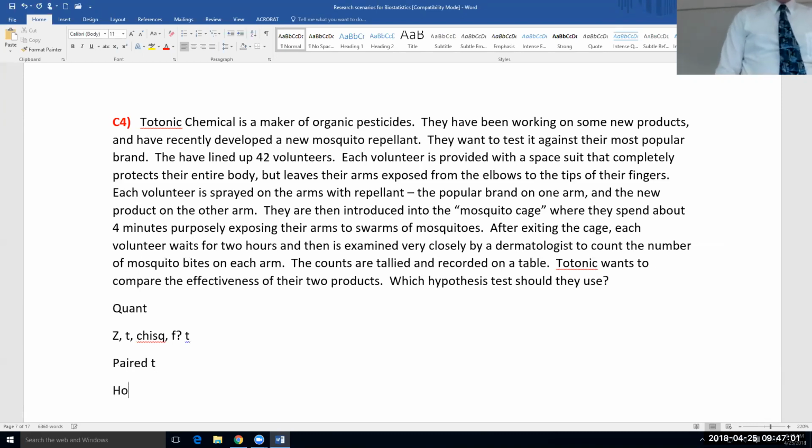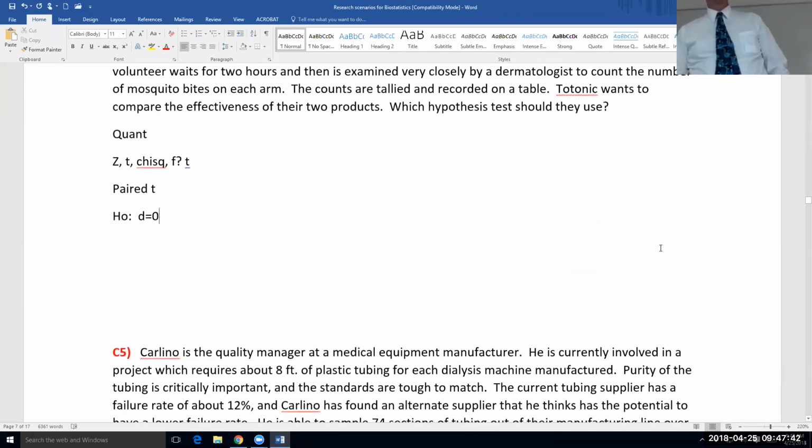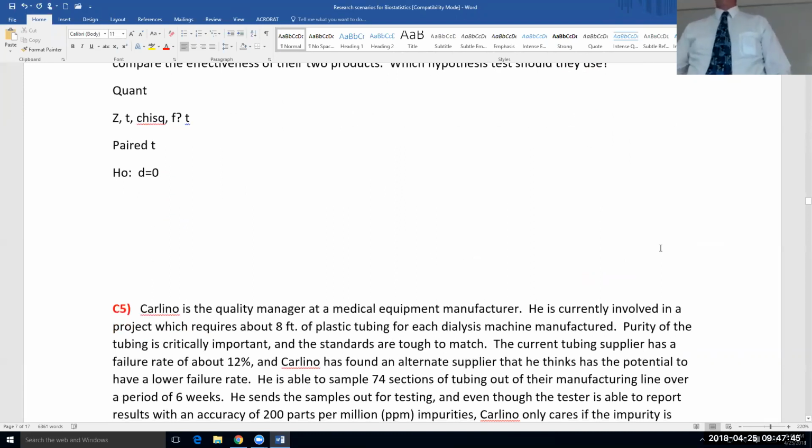What's your null hypothesis? Did you say mu1 equals mu2? Who agrees? No, I know that's wrong. Only Adam agrees? Who disagrees? Spencer, what is it? D equals 0, that's correct. A paired t-test is always D equals 0, or mu sub D equals 0 if you want to be super good. But I can't write a mu on my paper or my computer very well. Okay? Feeling good about that?